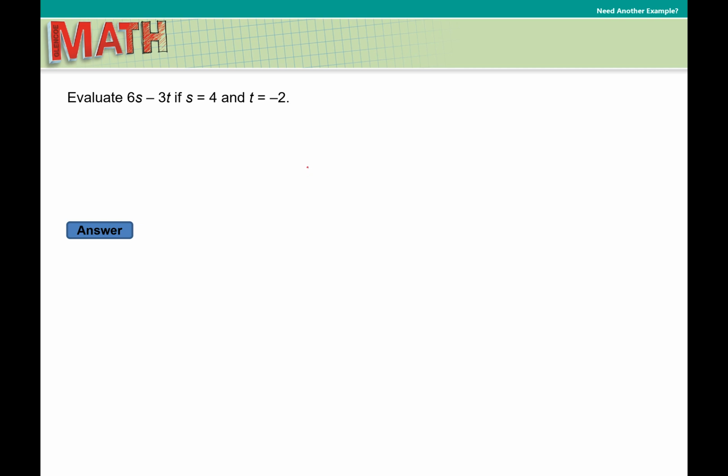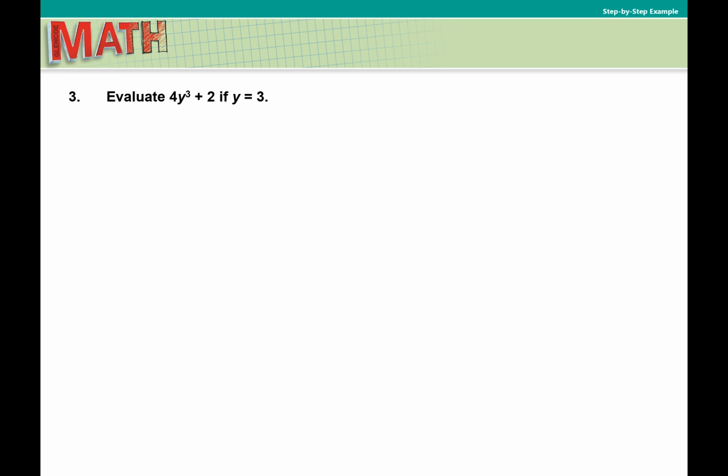Okay, I'll give you your answer, it's 30. So if I plug in 4 for S, and if I plug in -2 for T, I do that, that's 24. I do this here, that's -6. Subtraction of a negative is the same as adding a positive. You get an answer of 30.